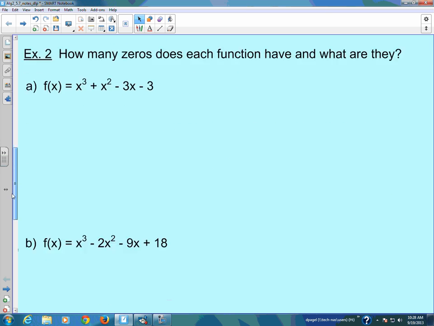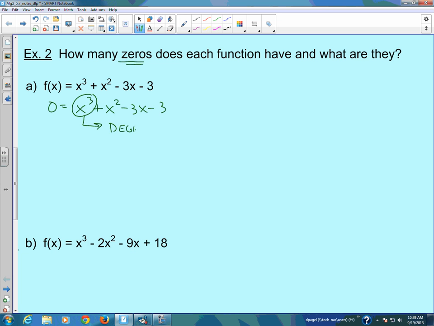How many do we have? And are they real? Are they imaginary? So back to looking at the zeros. When looking for zeros of a function, it's important to remember that means the function is set equal to 0. And a lead term degree of 3 means that's how many solutions we'll have. Now we're going to go find them.